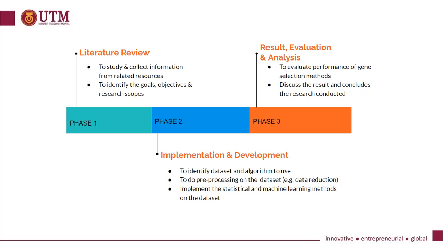The aim of this phase is to identify dataset and algorithm to use, to do pre-processing on the dataset such as data reduction, and also to implement the statistical and machine learning methods on the dataset. Finally, Phase 3, which is the result, evaluation, and analysis phase. This phase is aimed to evaluate performance of gene selection methods and then discuss the result and conclude the research conducted.